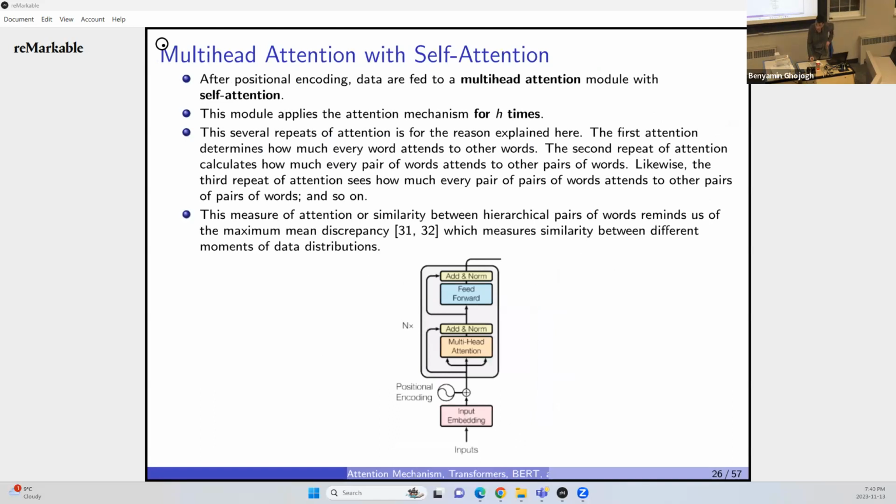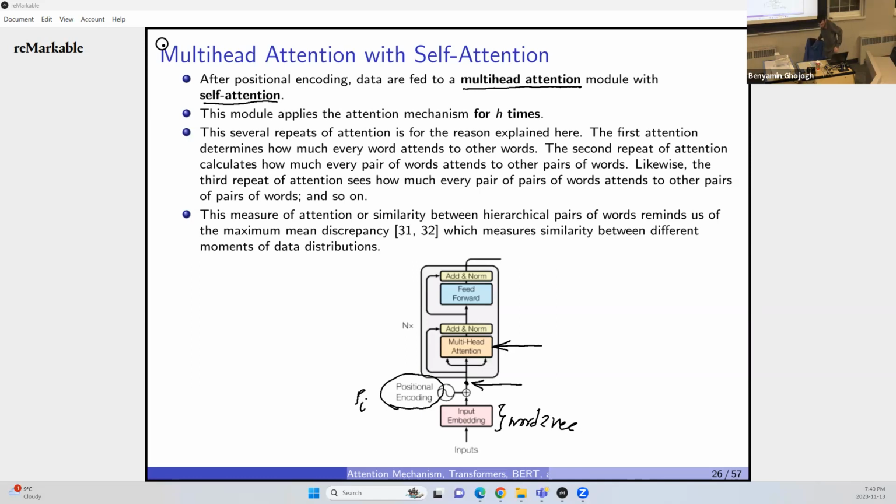Okay. So where are we now? We are here after this addition, right? By the way, what was this? This was word-to-vec that I told you. And what is this? This is PI, right? So we are here. Now, data are fed to multi-head attention module with self-attention. I'm talking about this part now.